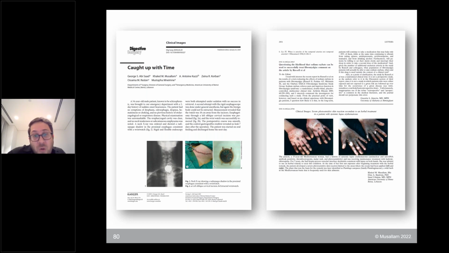So he swallowed his watch, and it was very deeply stuck in the esophagus, so it wasn't very easy to remove. And he had to undergo surgery. Thankfully, it went successfully, and the watch was still ticking, actually. So we submitted it as an image in medicine with a catchy title called "Caught Up with Time."